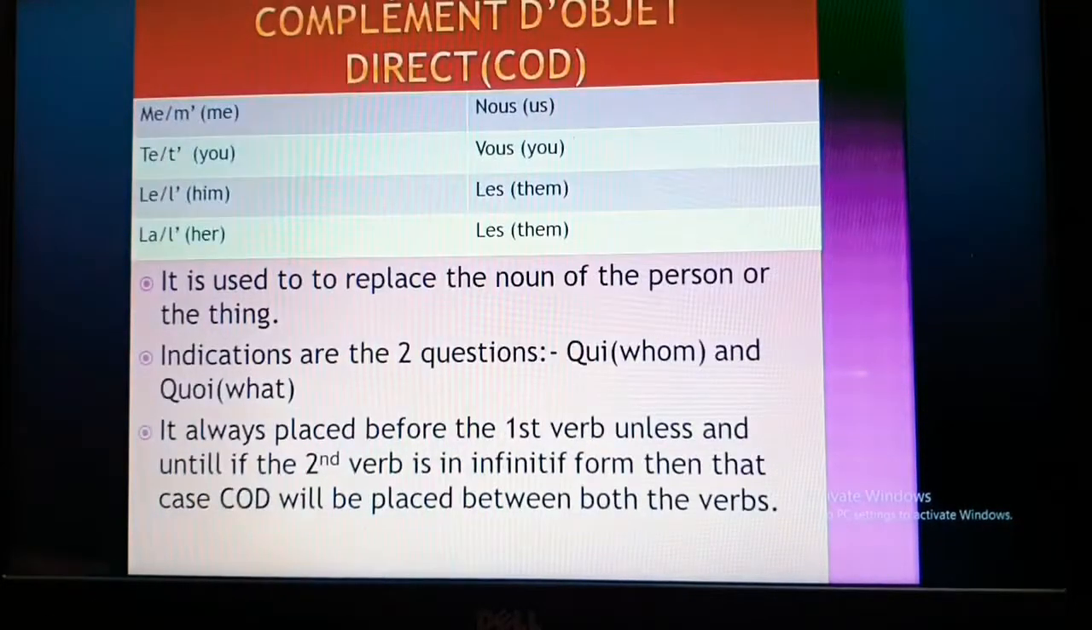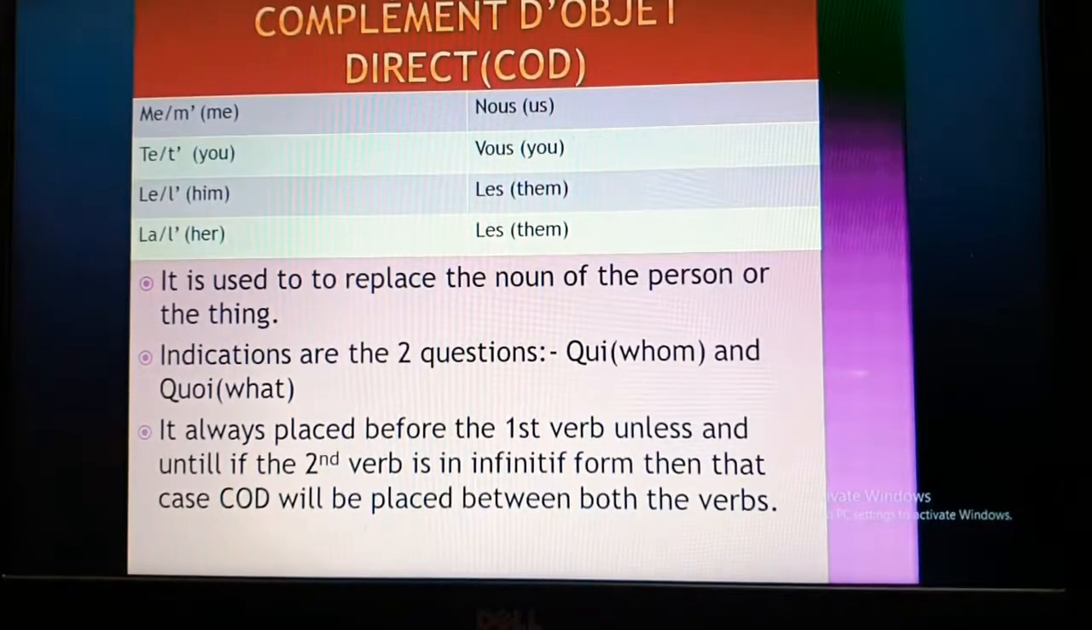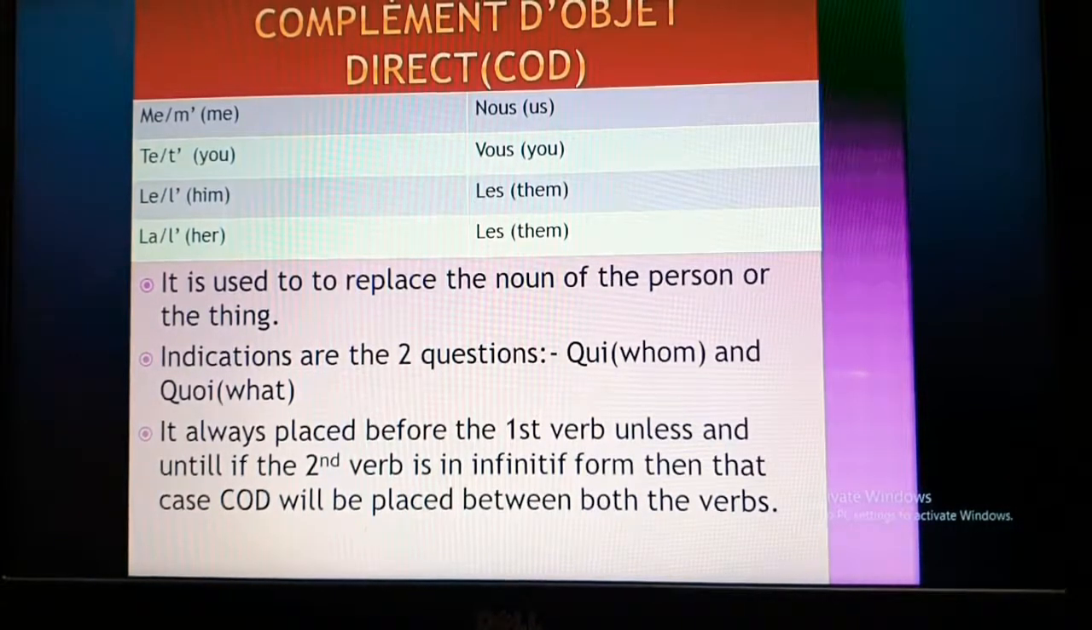Okay. Then the next is complément d'objet direct, that is COD. Now this is the list of COD. Me or m' is me. Te or t' is you. Le and l' is him. La and l' is her. Nous is us. Vous is you or you all.